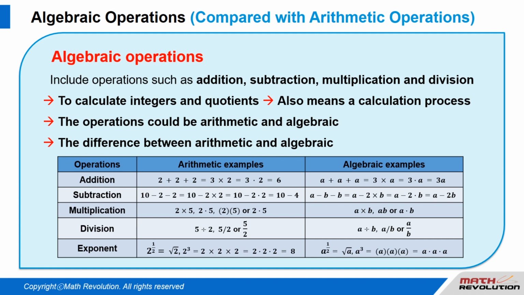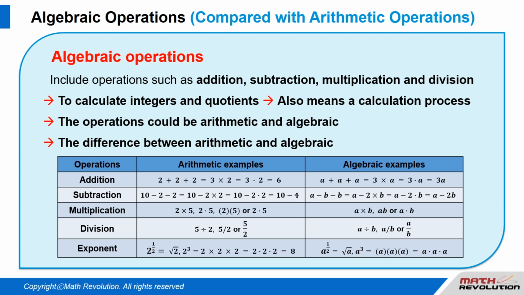Operation is division. Arithmetic example of division: 5 divided by 2 or 5 over 2. Algebraic example of division: a divided by b or a over b.